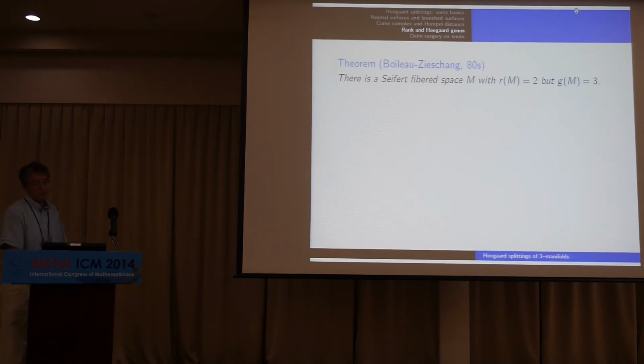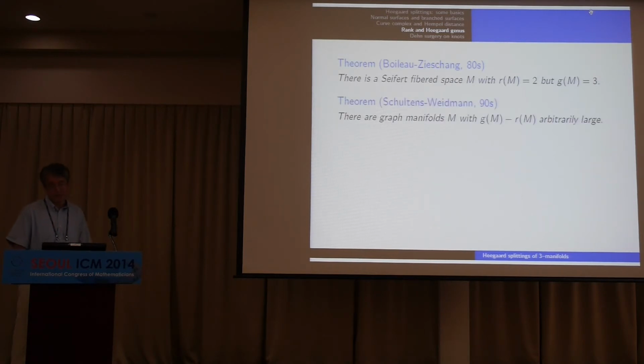And in fact, for the general question, the answer is no. There's a theorem of Boileau and Zieschang in the 80s. They found a Seifert fiber space which has rank of the fundamental group equal to 2, but Heegaard genus equal to 3. And later, this example was generalized by Schultens and Weidmann. They show that for certain graph manifolds, the two numbers are not equal, and the difference of the two numbers can be pretty large.